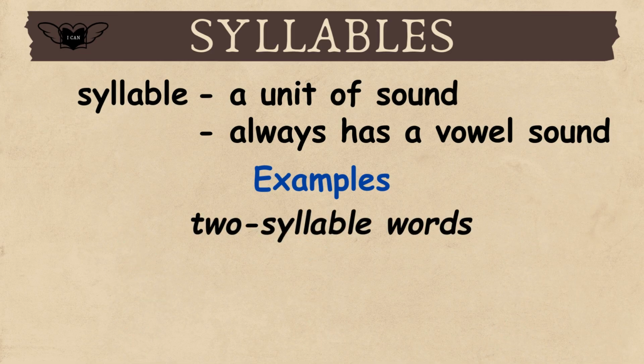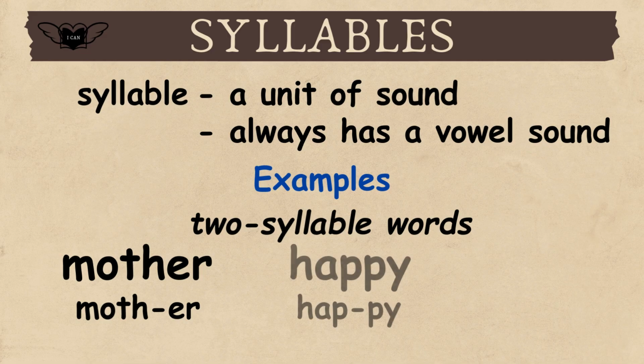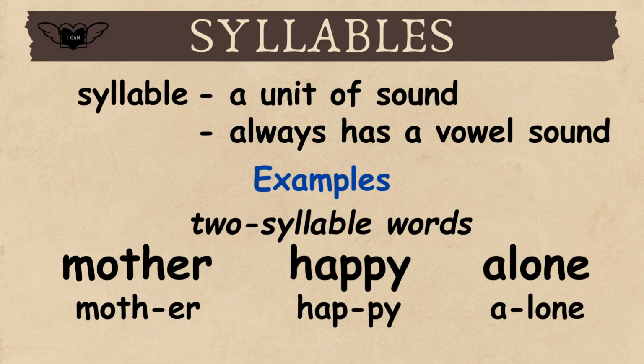Two-syllable words: mother, happy, alone. As you can see, there are two vowel sounds, not letters, sounds, for each word.